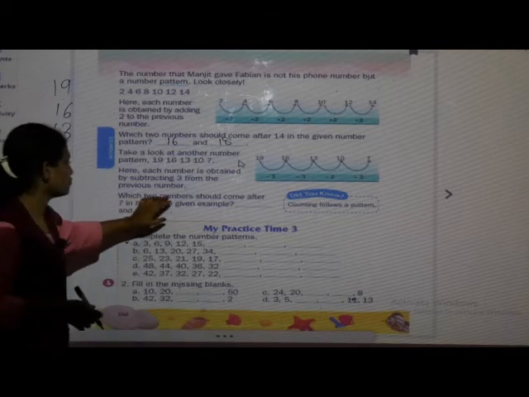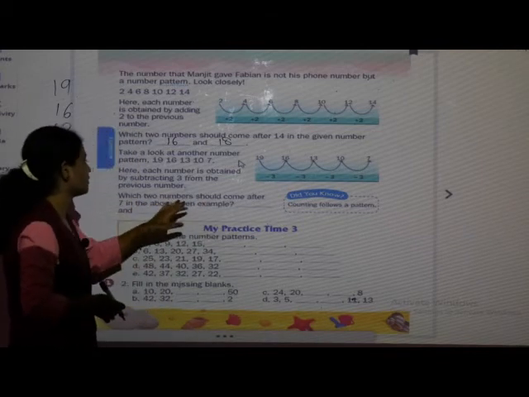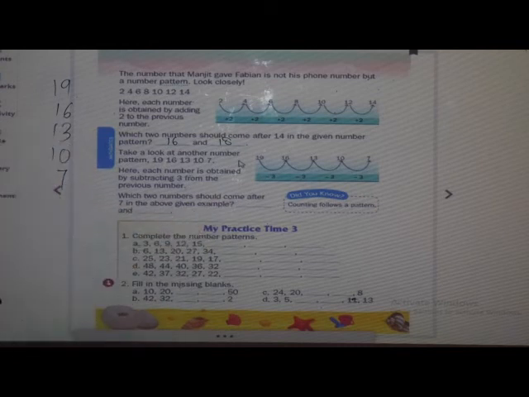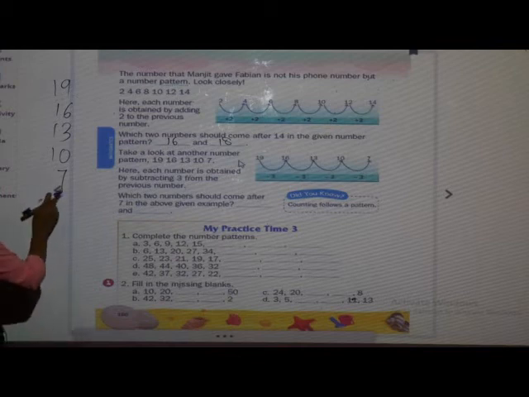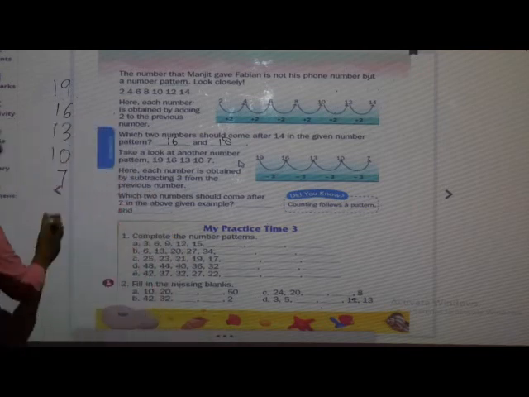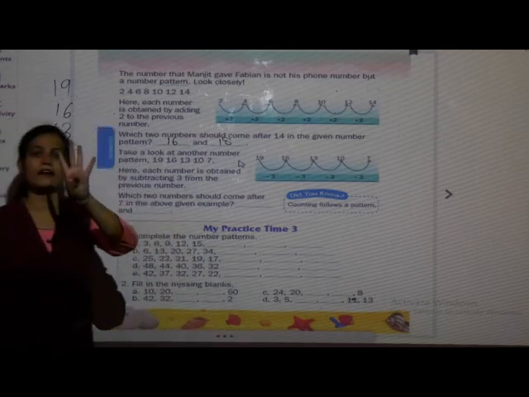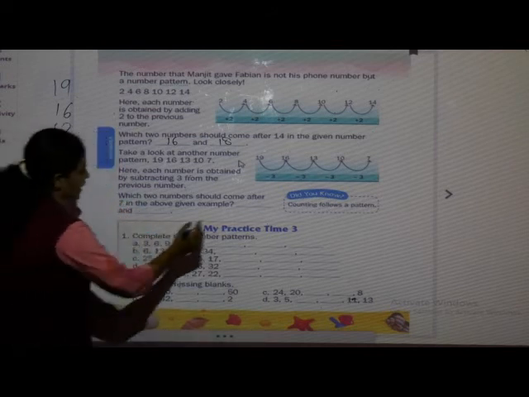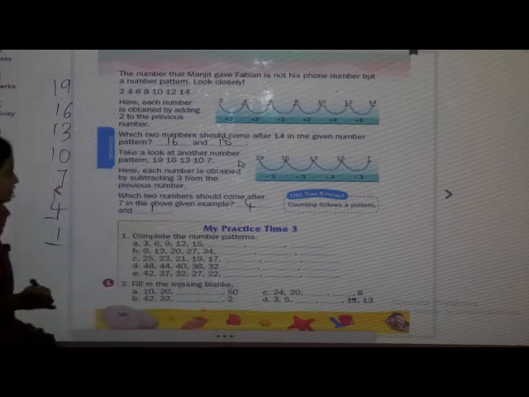Okay, which two numbers should come after 7 in the given example. Okay, see what comes here after 7 now. We have decreased ना, minus किया है हमने. Okay, so 7 minus 3, yes, 7 minus 3 what, 4. And 4 minus 3 how much, 1. So 4 and 1.